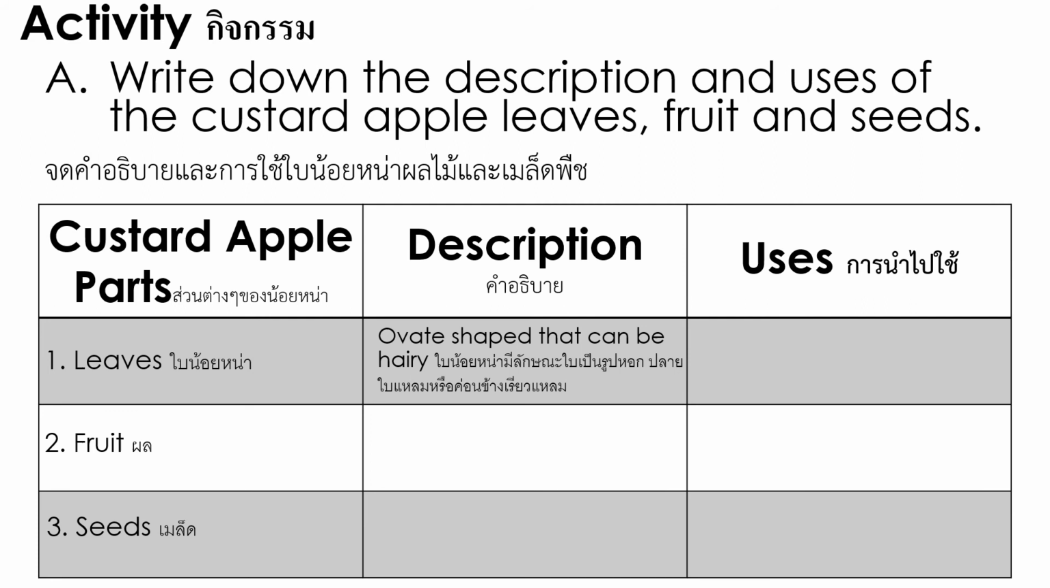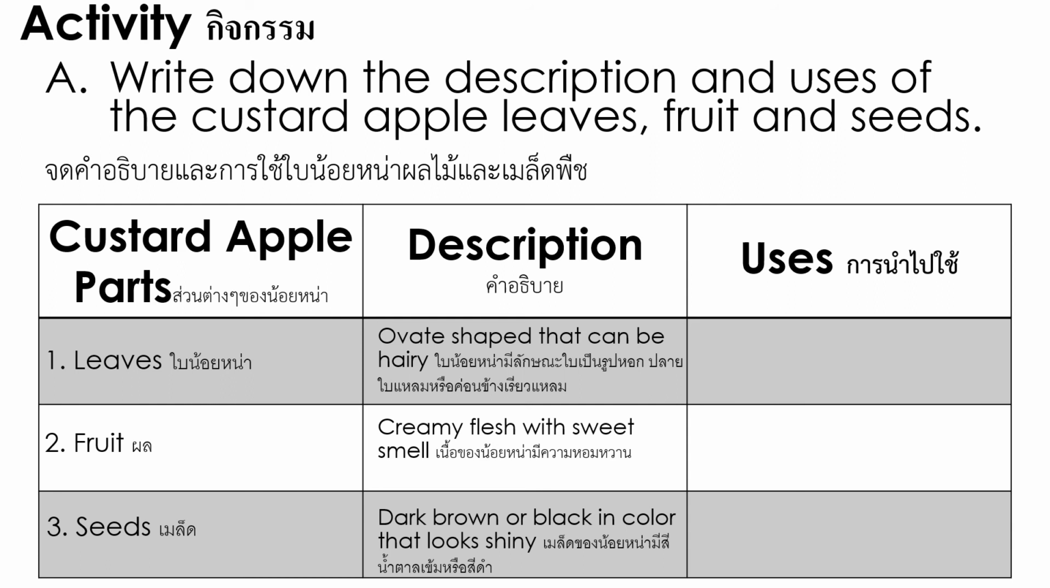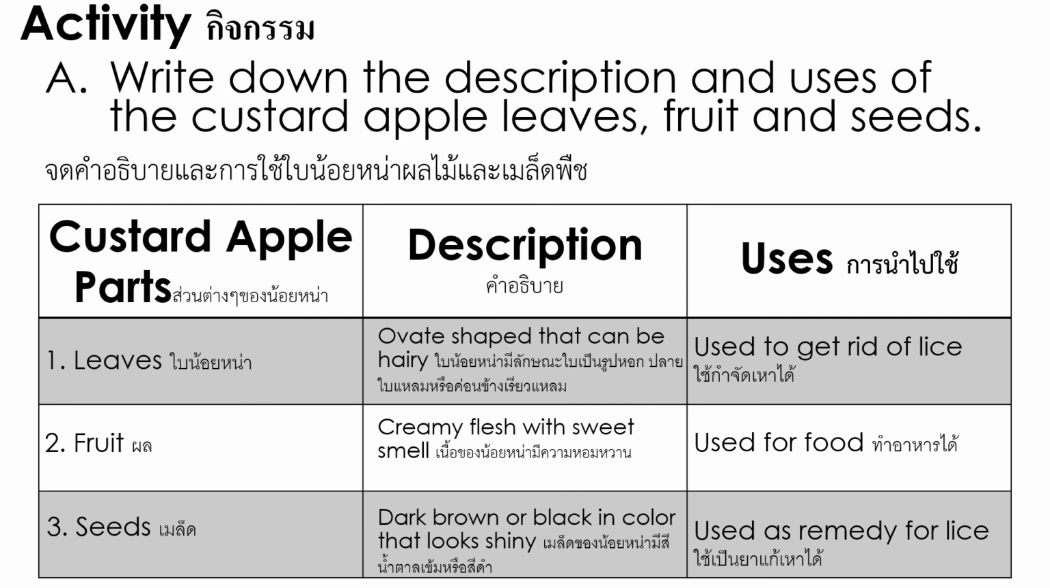Okay, number one, ovate shape that can be hairy. Number two, creamy flesh with sweet smell. Number three, dark brown or black in color that looks shiny. After that, you are going to write the third column, the uses of custard apple. Number one, used to get rid of lice. Number two, used for food. Number three, used as remedy for lice.